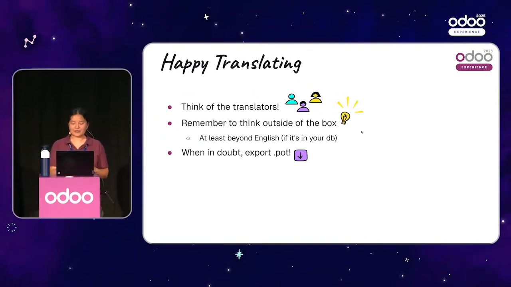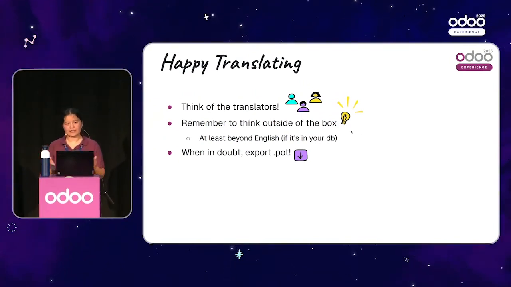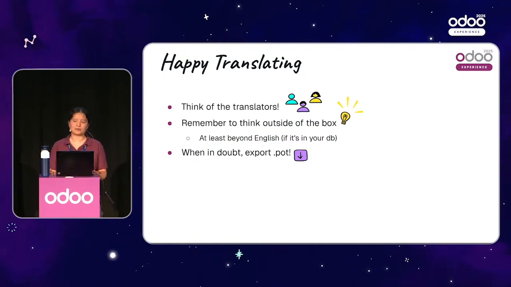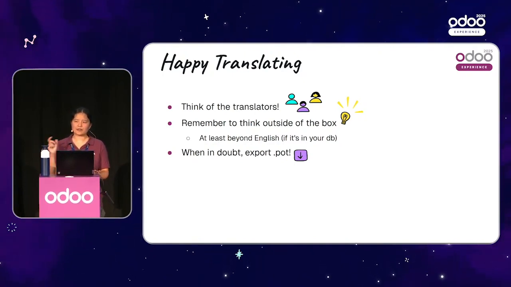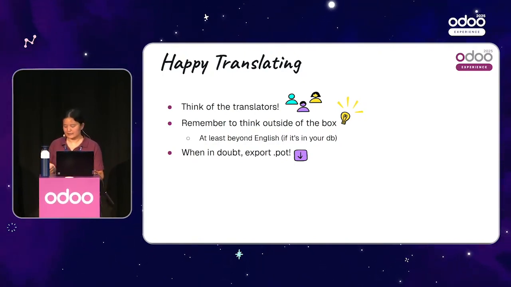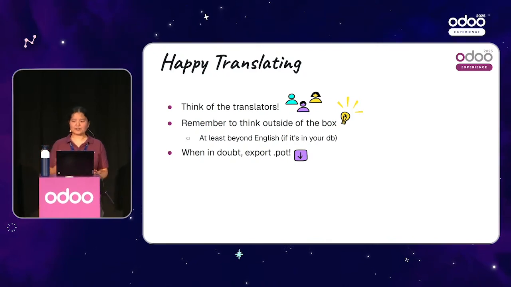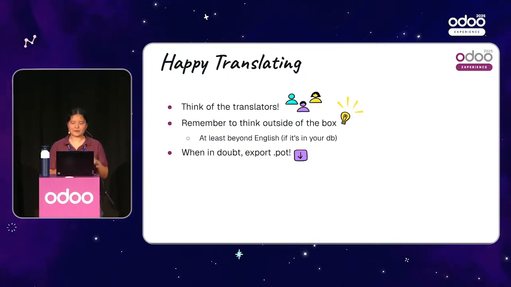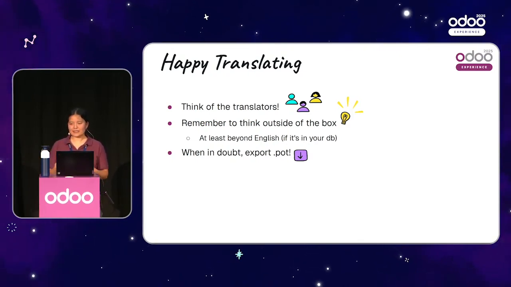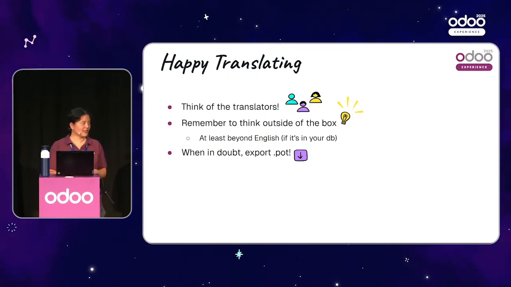Also remember to think outside the box. Not every language is like English. A lot of Western languages are very similar, but a lot of non-Western languages are not. So you have to remember, okay, there's probably edge cases that I might be missing. And when you're not sure, you should always just export the PO file to see, okay, the way I wrote this, will it be several different terms that they have to translate, or will it be one big one?